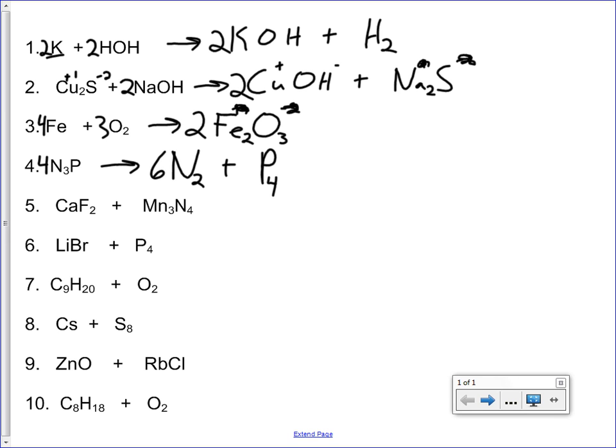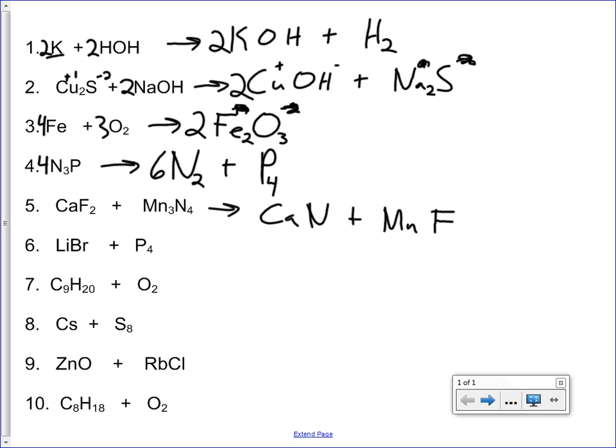Questions on those? Okay, then we'll look at number 5, and I'll give you a few more minutes on the rest. What kind of reaction is number 5? Double replacement. 2 ionic compounds, so we swap the metals. Okay, that means that calcium's new partner is going to be what? Nitrogen. Okay, and manganese's new partner is going to be fluorine.